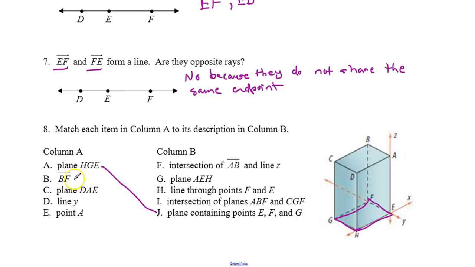Now we have BF. So what is BF? BF is this line right here. A little hard to get that straight. Well, what is that? BF is a line, if you remember from before, that is the intersection of 2 planes. So it's the intersection of this plane over here, ABF, which again contains E. You see that one? And CGF, this one down here.